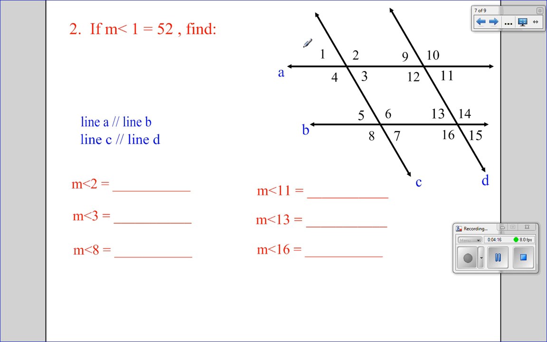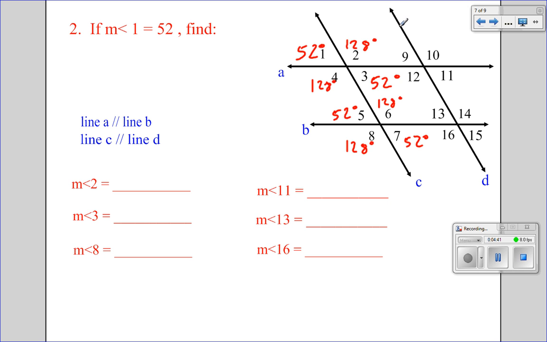Angle 1 is 52 degrees. Vertical angle to angle 3, 52. Alternate interior angle to 5, 52. Vertical to 7, 52. 1 and 2 form a linear pair, so 128. Angle 4 will also be 128. Linear pair, 128, 128. So we started this side pretty well.